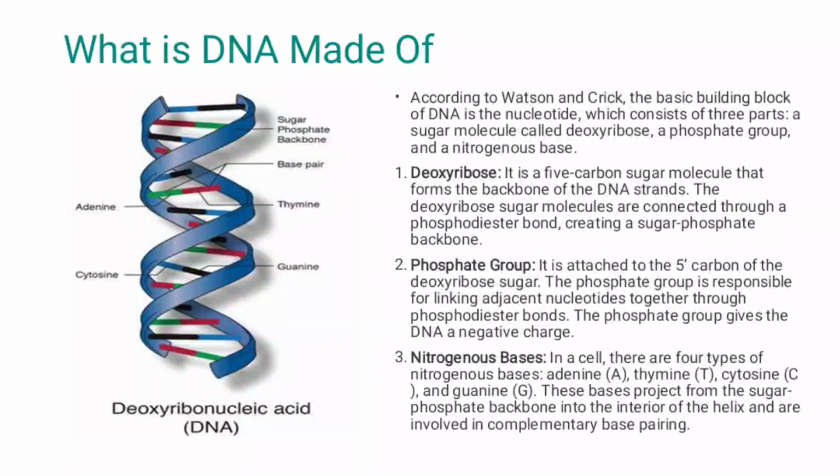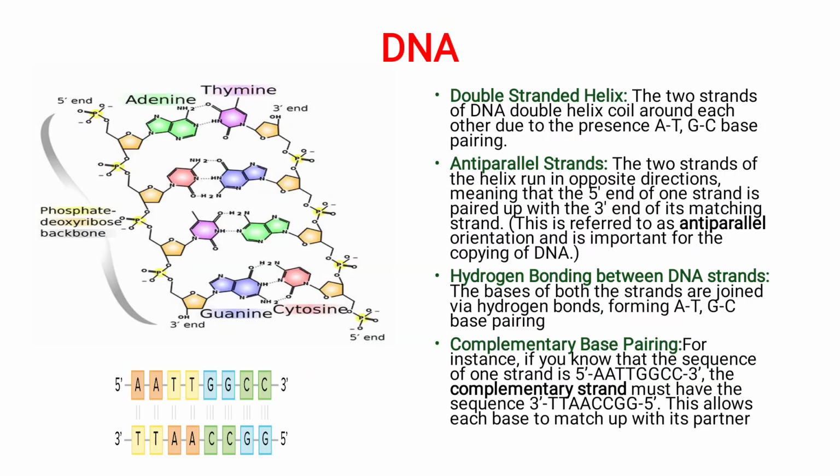And third, nitrogenous bases. In a cell, there are 4 types of nitrogenous bases: adenine, thymine, cytosine, and guanine. These bases project from the sugar-phosphate backbone into the interior of the helix and are involved in complementary base pairing. Then this DNA has particular characteristics: it is a double-stranded helix having antiparallel strands, having hydrogen bonding between DNA strands and complementary base pairing.